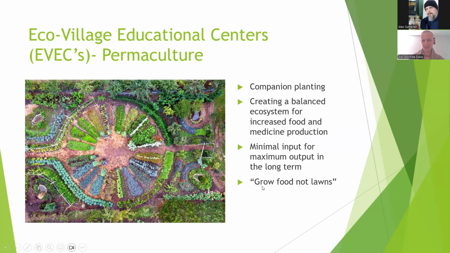There's a common saying in permaculture: grow food, not lawns. We have hungry people, and yet we're watering lawns. The irony of that can't escape us for very long. We should be rooting up our lawns and producing food in our communities to help people who are impoverished, who have access to food problems, and so forth.